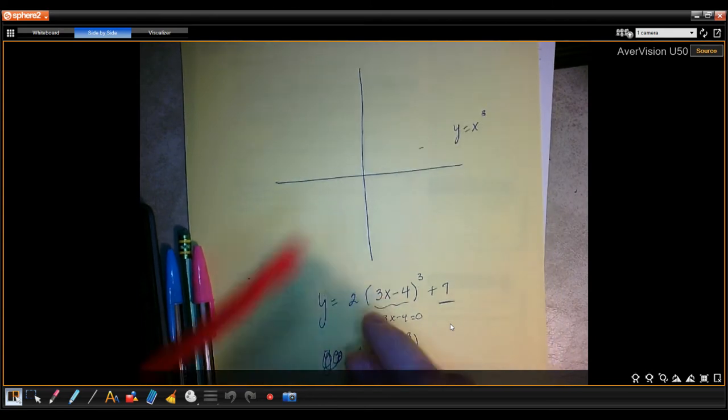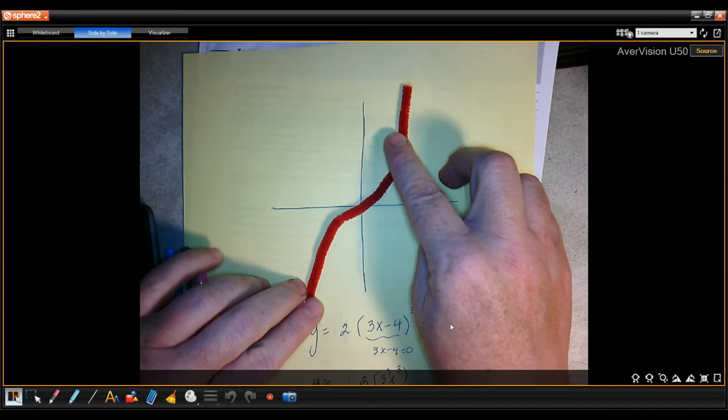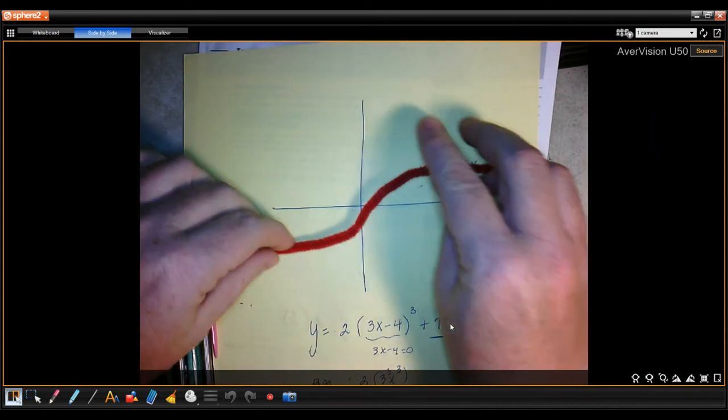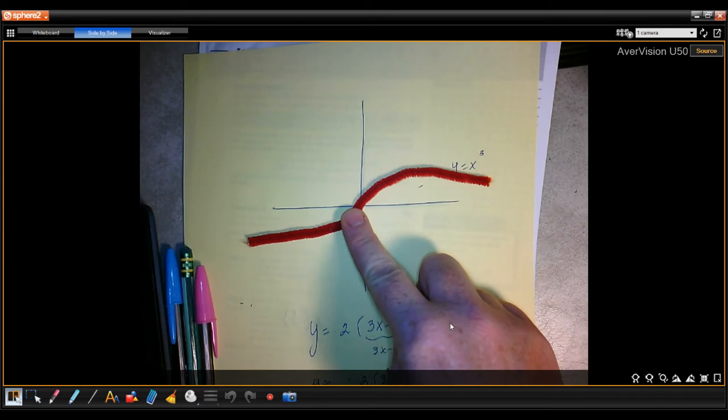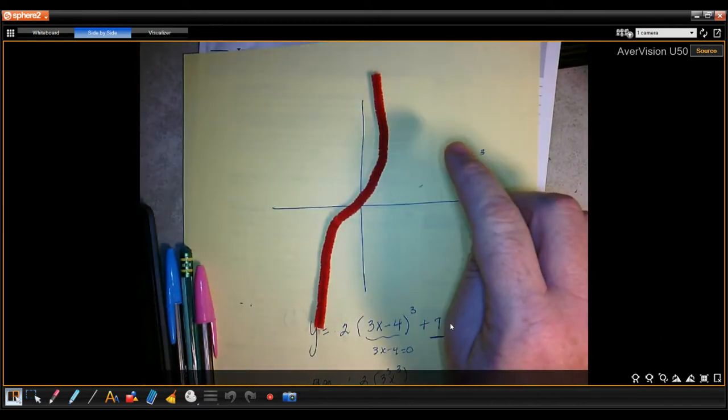Since I have my little shape here, it's kind of cool. Here's y equals x cubed, and if you just turn it sideways, here's y equals cube root of x. It's the same shape.